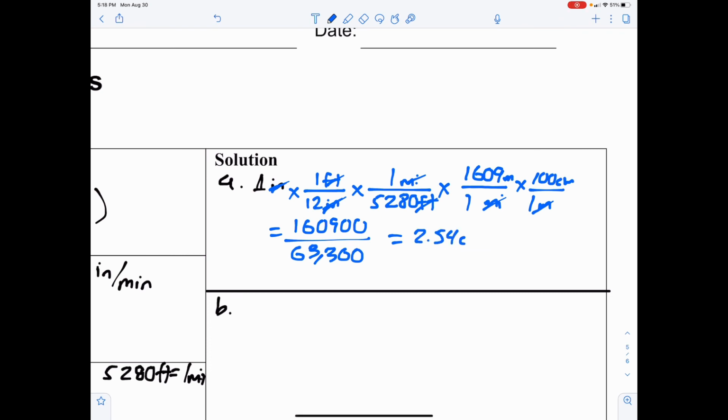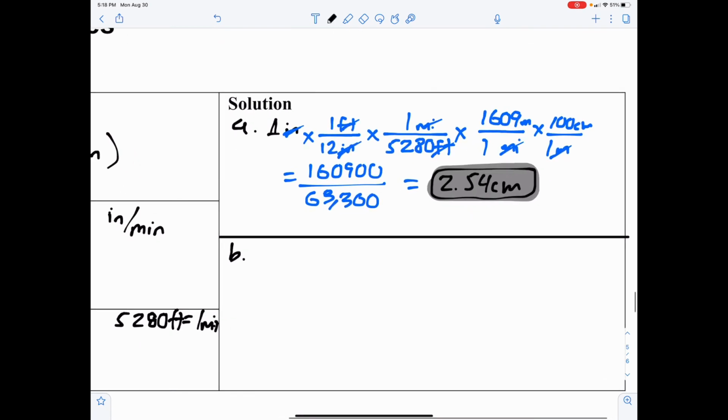That is the conversion between inches and centimeters. There are 2.54 centimeters in every 1 inch. Okay, so using that information, 1 inch is 2.54 centimeters. This is a conversion we're going to use at various points in the year.